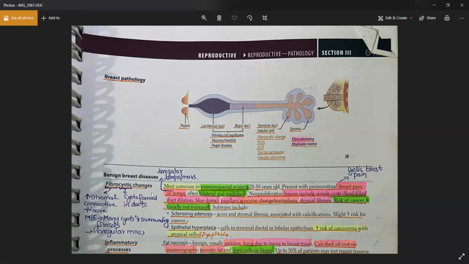Although this condition is totally benign, it is the most common condition in premenopausal women. But if you have sclerosing adenosis, that means sclerosis and fibrosis of these glands, or epithelial hyperplasia of the TDLU, in that case it can lead to cancer. If just the fibrocystic changes are present, the risk of cancer is not increased. Any doubt?